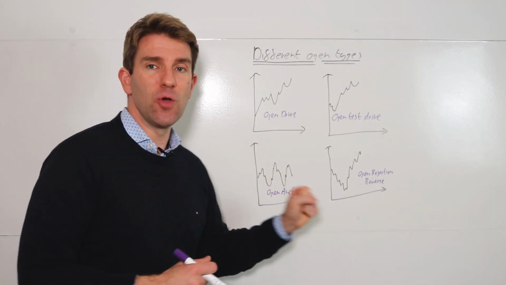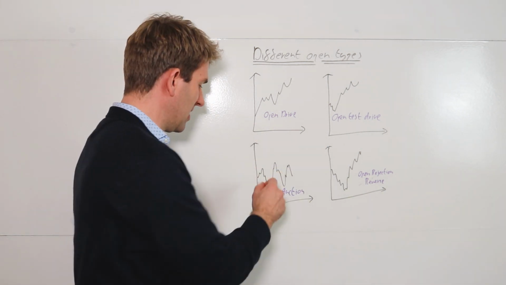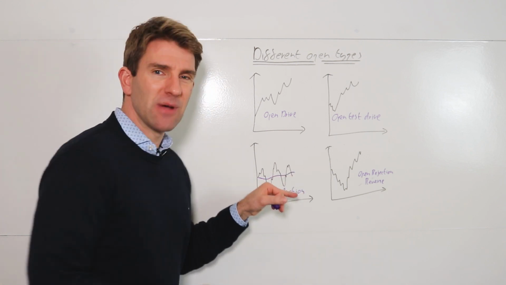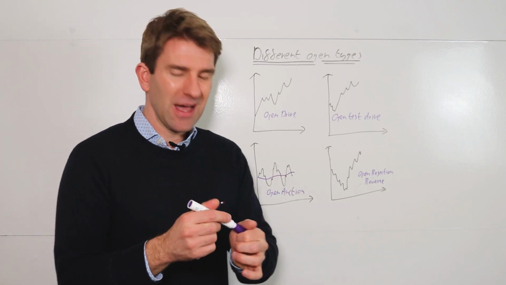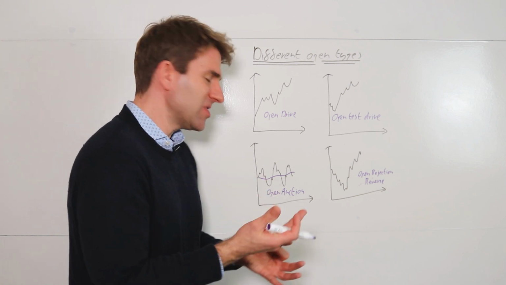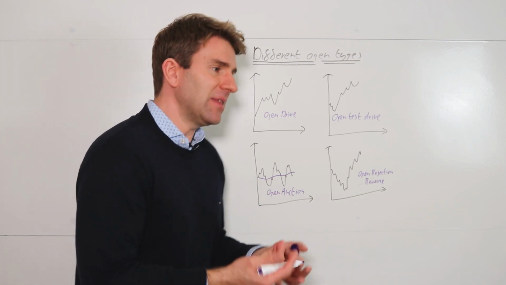Okay, and the final one is the opening auction. This basically just sits there and trades around the VWAP. I know that's pretty symmetrical on this chart, but you get the idea. I avoid these. Personally, I just avoid them. It's not my thing.